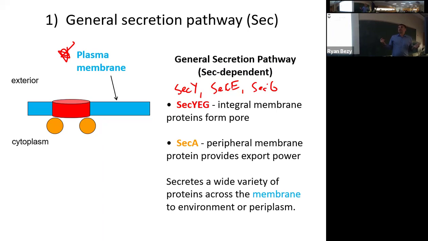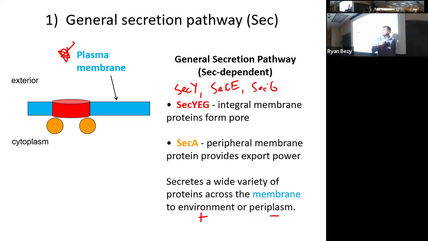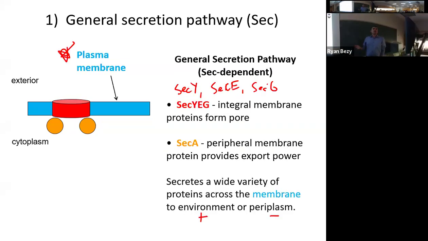Why do I say either the environment or the periplasmic space? It would be to the environment if we're talking about a gram-positive organism. It would be to the periplasmic space if we're talking about a gram-negative organism. Because again, this thing is always localized to the plasma membrane. Okay. It secretes a wide variety of proteins across the membrane, but not any protein across the membrane.